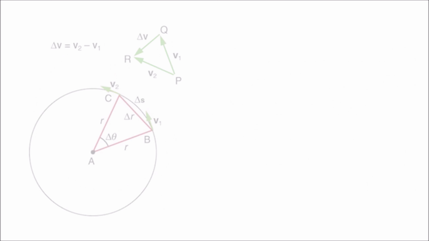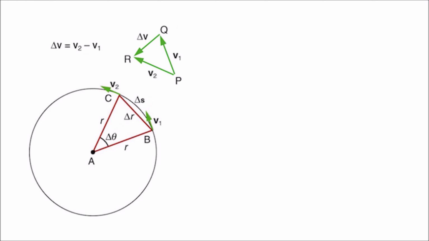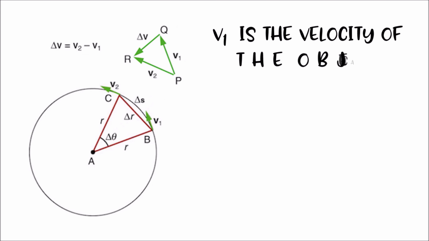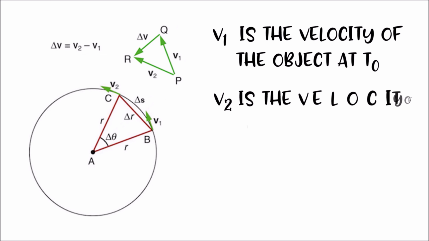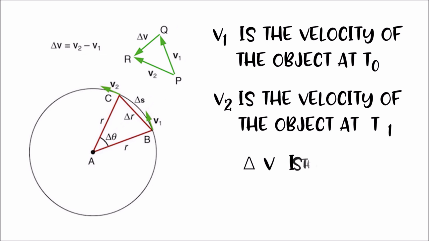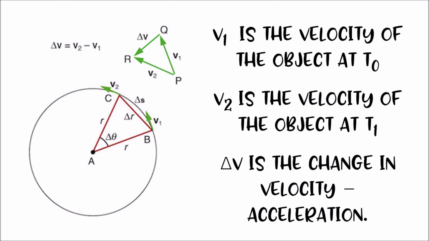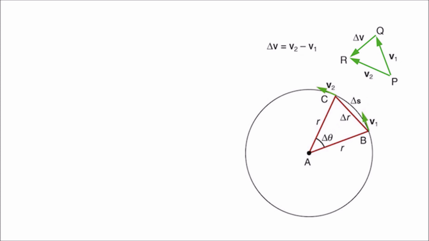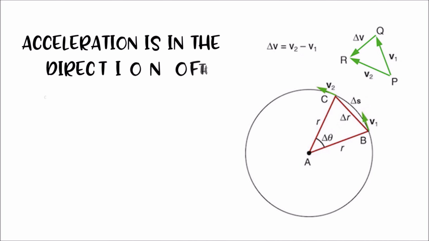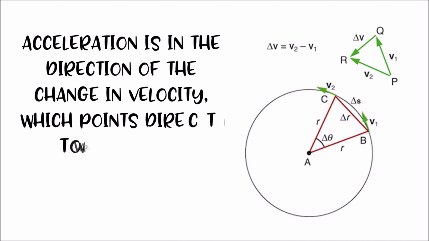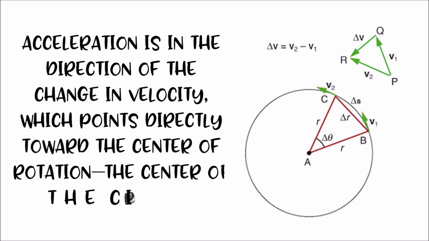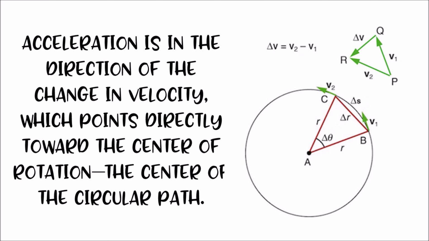So, as you can see in this diagram, suppose this diagram is the water activity earlier at an instant. V sub 1 is the velocity of the object at time 0. V sub 2 is the velocity of the object at time 1. And the change in v is the change in velocity or the acceleration. Looking at the green arrows in the diagram, we would see that the arrow for the change in v is pointing towards the center. And this shows that the direction of the acceleration is towards the center.